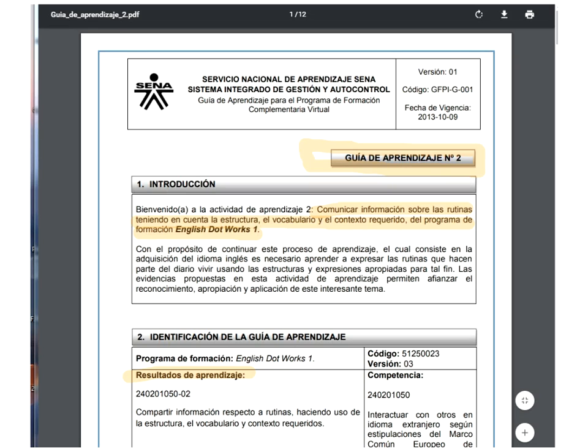Resultados de aprendizaje, outcomes, compartir información respecto a rutinas haciendo uso de la estructura del vocabulario y contexto requerido, competencia, interactuar con otros en el idioma extranjero según las estipulaciones del marco común europeo.